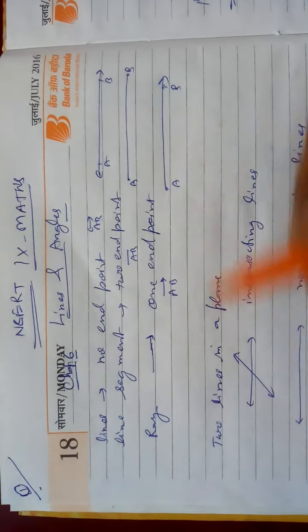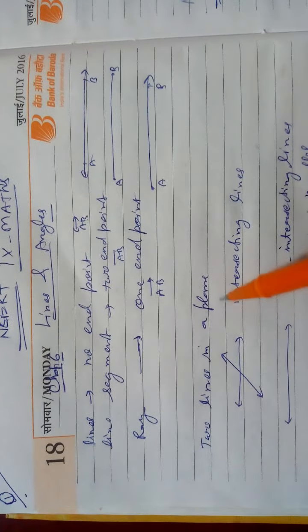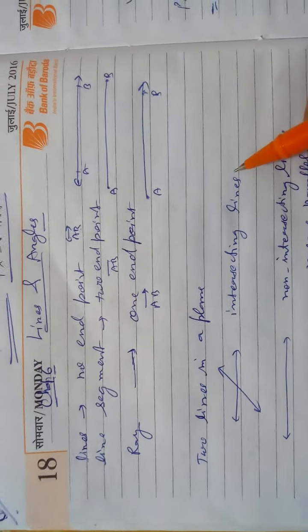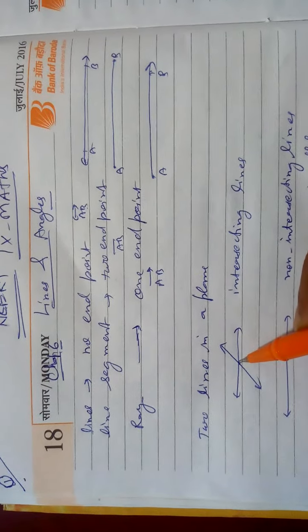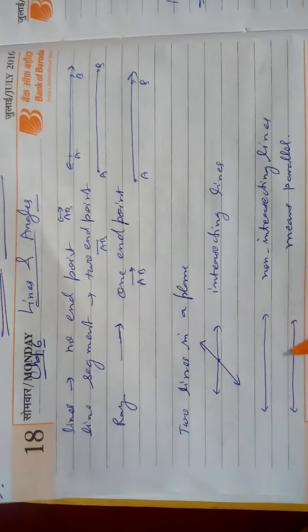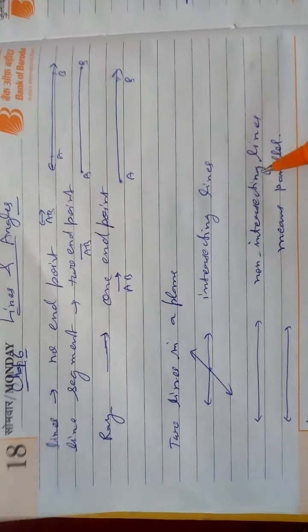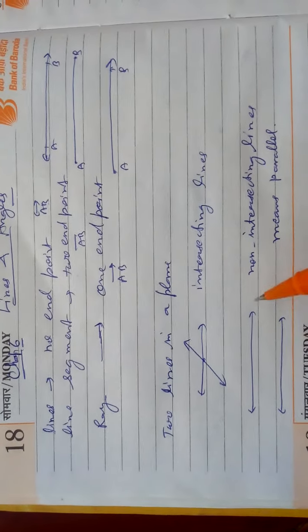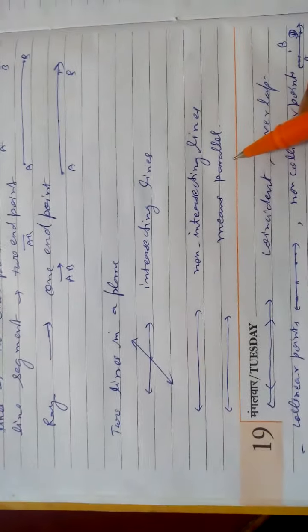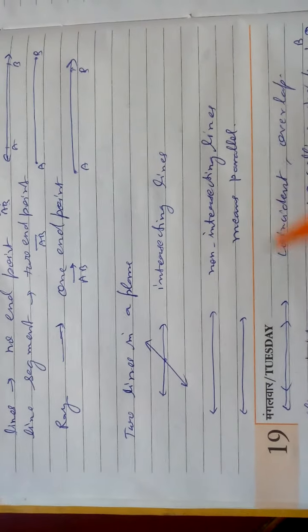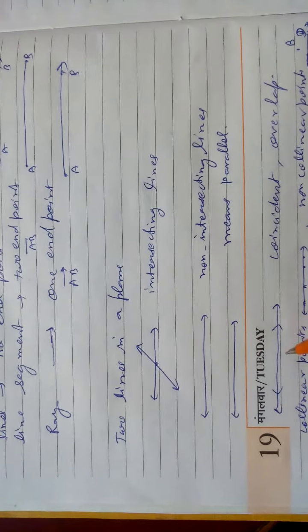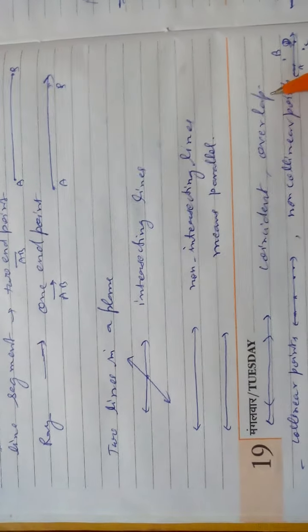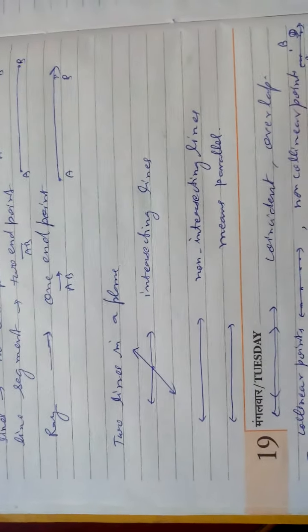Now you will see two lines in a plane. If there are two lines in a plane, then there are three possibilities. One is intersecting lines: two lines intersect at a point. On the same plane, if the two lines never intersect after producing both the sides, then they are called parallel lines. And the third condition is that the lines may overlap. It is called coincident, meaning overlapping lines. One line is over the other.